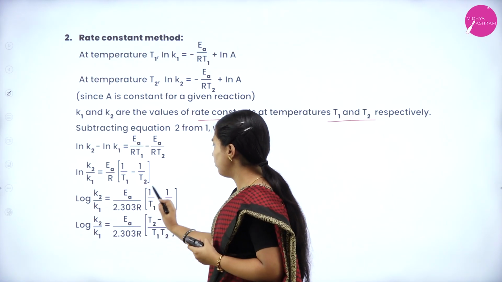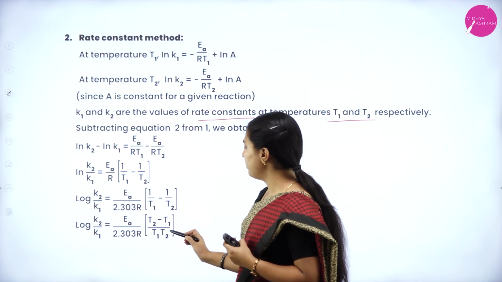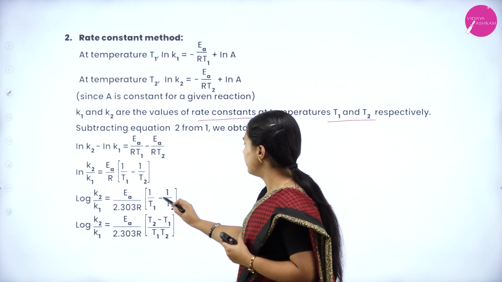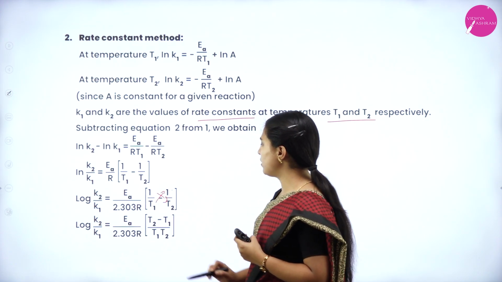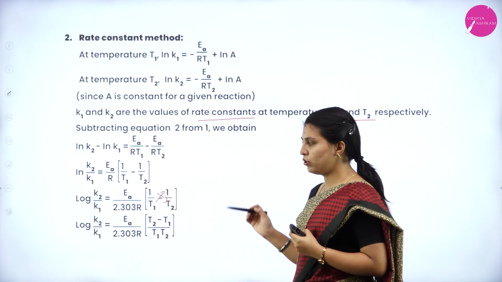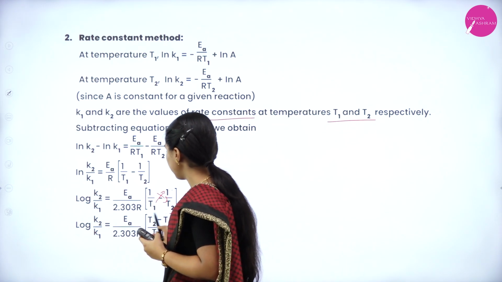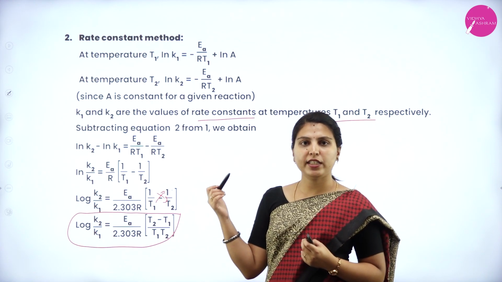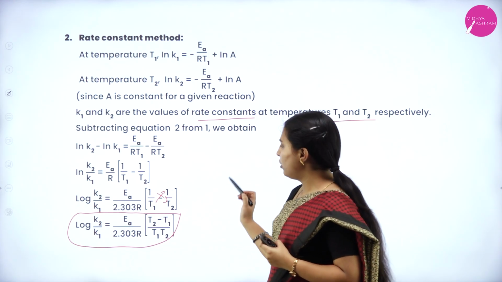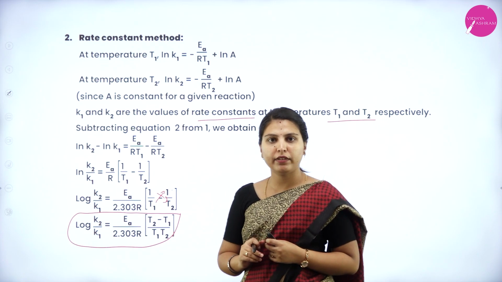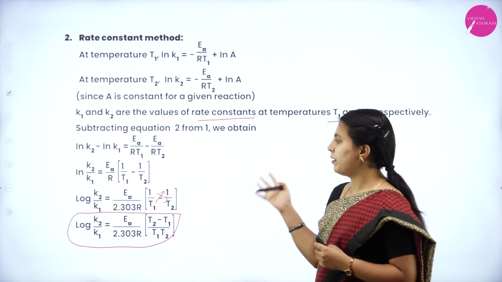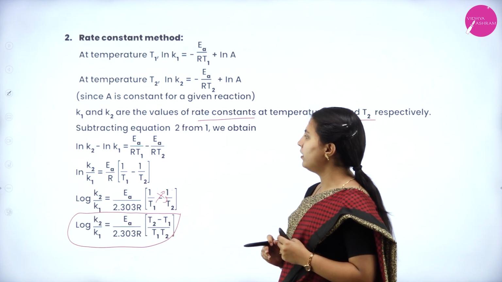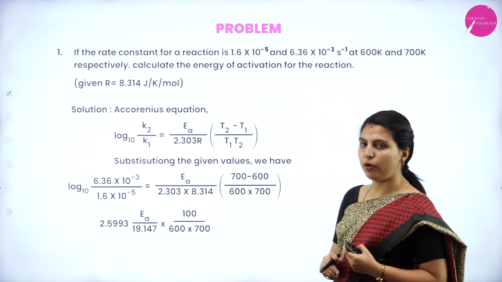After simplification, by cross multiplication, 1 by T1 minus 1 by T2 becomes T2 minus T1 divided by T1 into T2. So log of K2 by K1 equals Ea by 2.303 R into (T2 minus T1) by T1 into T2. This is the major expression of the Arrhenius equation in the rate constant method. Next is the problem.